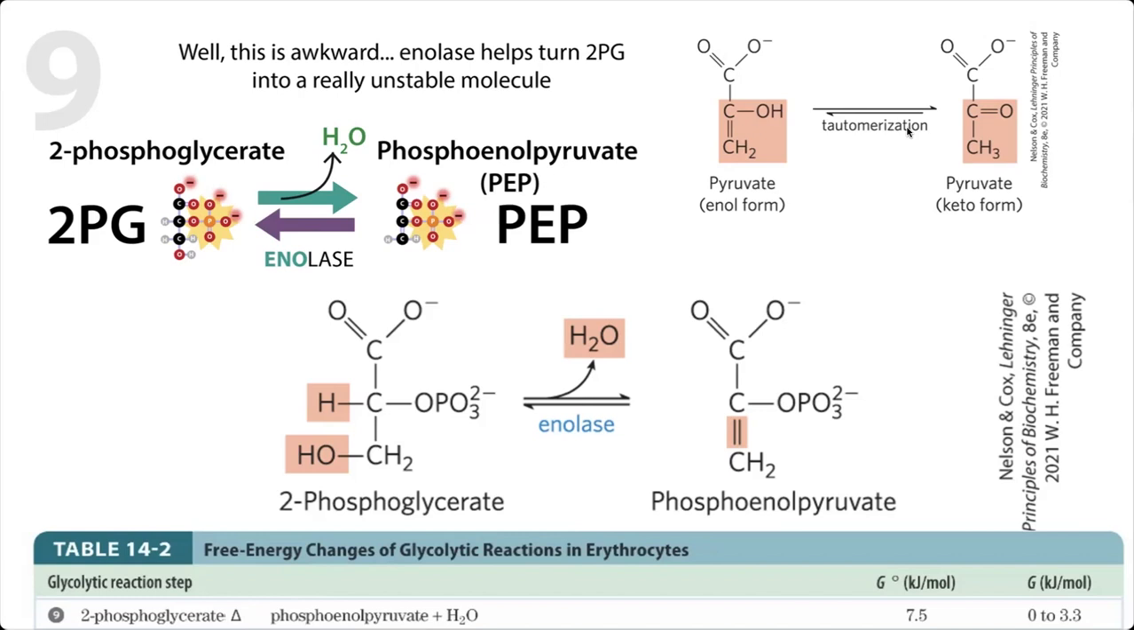That's the process called tautomerization, where you interconvert between the enol and the keto forms. However, the keto form is greatly preferred, so if you allow for tautomerization and you were in the enol form, you're going to go to the keto form. That's what would normally happen.